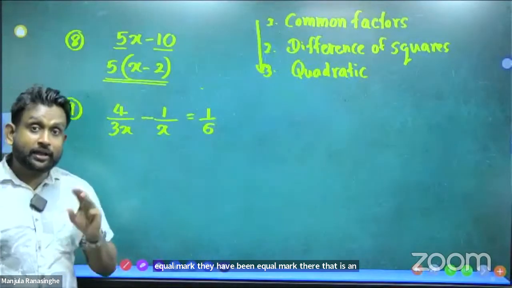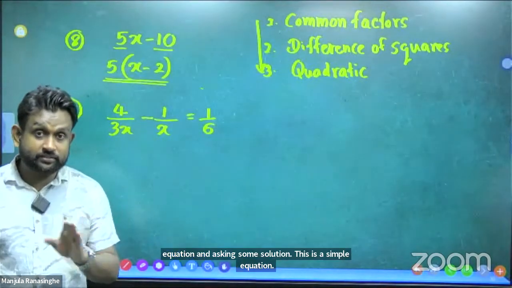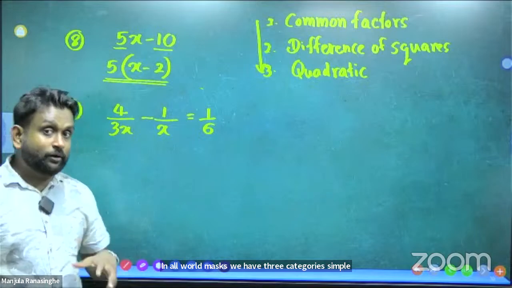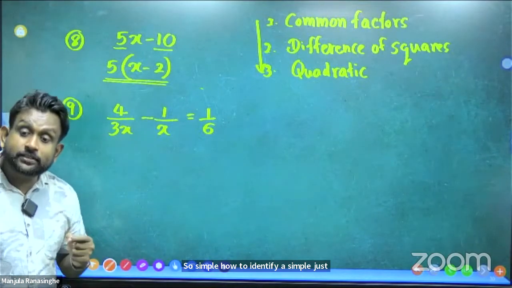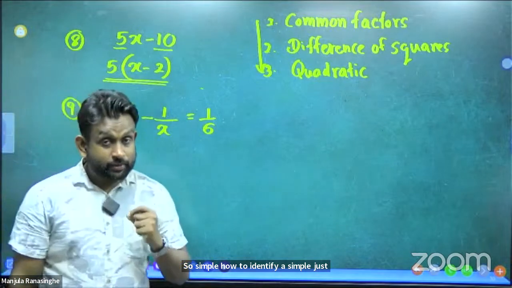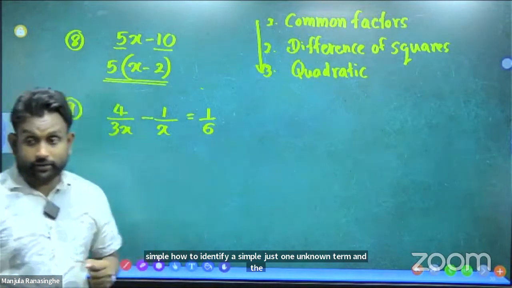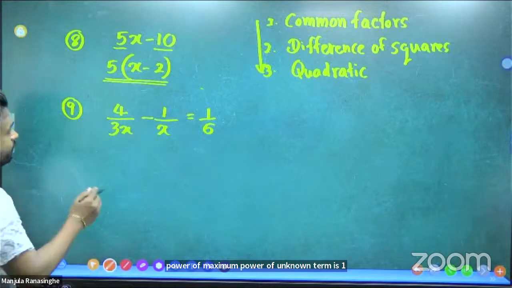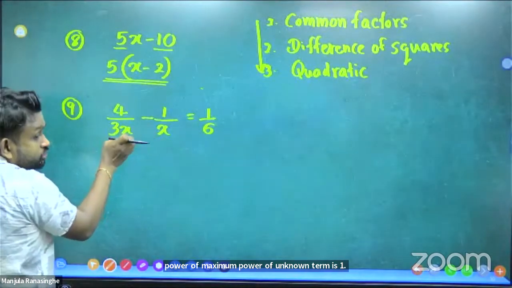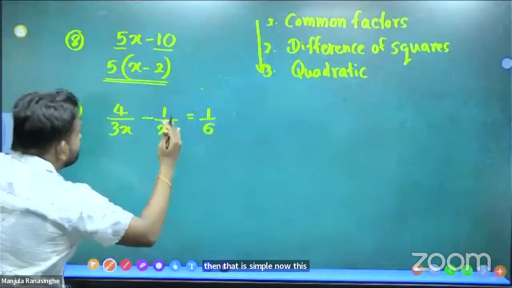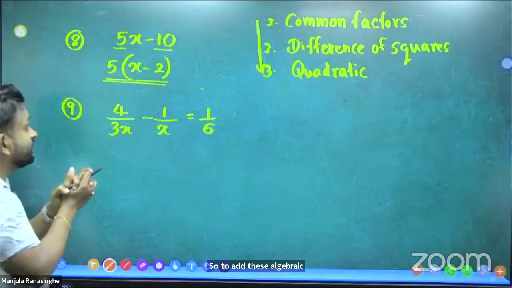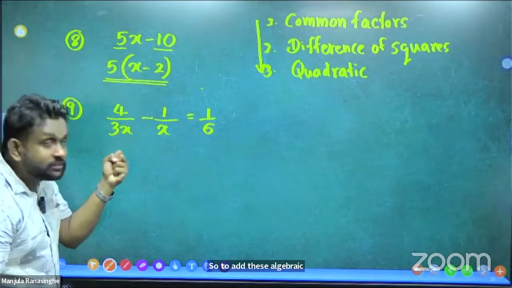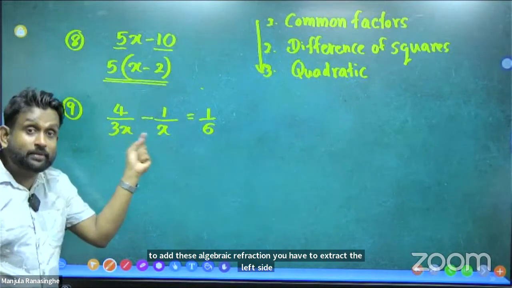In O-level maths, we have three categories: simple, simultaneous, and quadratic. So how do we identify a simple one? Just one unknown term, and the maximum power of the unknown term is 1. Then that is simple. Now this is like fraction addition on the left side. To add these algebraic fractions, the concept is that the denominators must be equal.